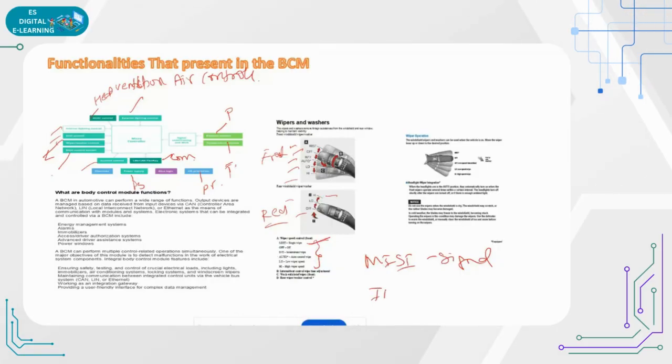INT means intermediate wipe. Intermittent wipes, which means it will be slowly making the wipes. And this is auto control wipe. It automatically detects and wipes. And this is low, the low speed. This is the high speed.